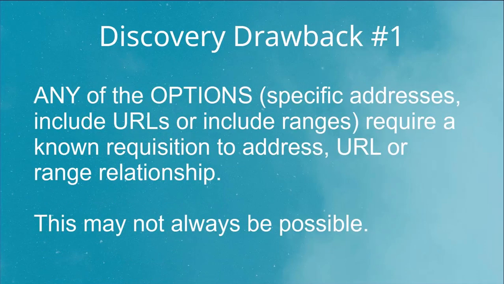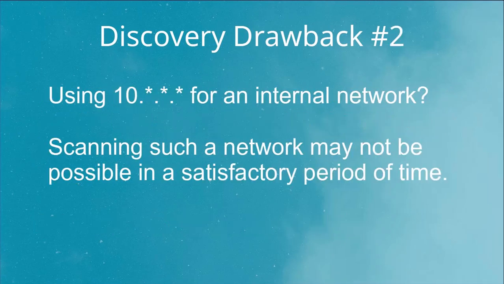The first drawback to discovery relates to the association of a requisition to an address, URL, or address range. While easy enough to do in a tutorial, this may not be possible in the real world. Drawback number 2. One should never scan an entire private 10.star network. Never. Just do not do this. Think of timeouts and retries. Do not do this. The IP range element needs to be reasonable.